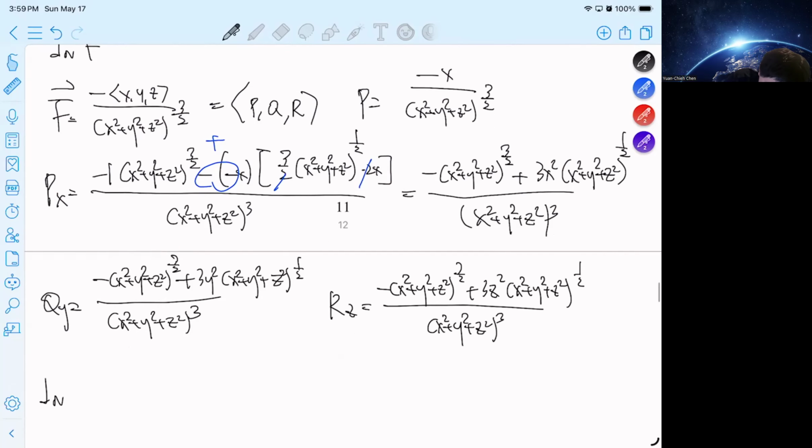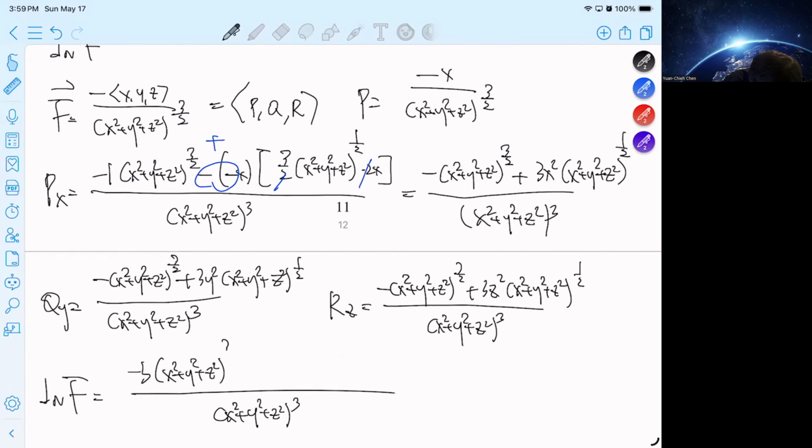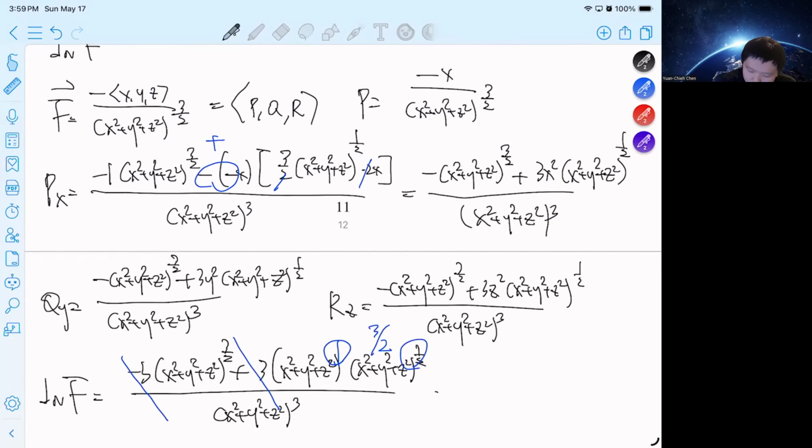So divergence F will be the sum of them. The denominator is the same for everyone, and the numerator has negative 3 times (x squared plus y squared plus z squared) to the 3 over 2, plus 3 times (x squared plus y squared plus z squared) times (x squared plus y squared plus z squared) to the 1/2. The exponent is 1 plus 1/2, which is 3 over 2. So 3 minus 3 goes away, and the divergence is 0. Ugly but doable. So now we have the divergence going to 0.